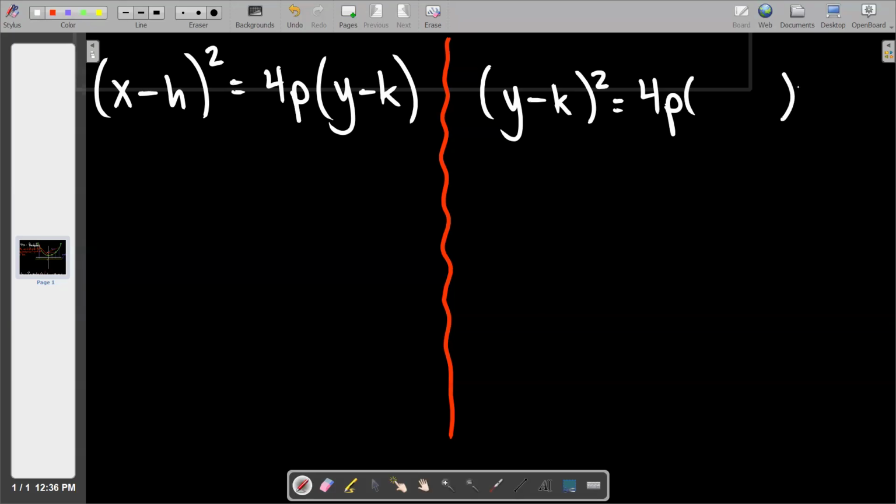Since you guys are pretty smart, would anyone with great powers of observation like to guess what's going to go in that set of parentheses? You're good. Yes.